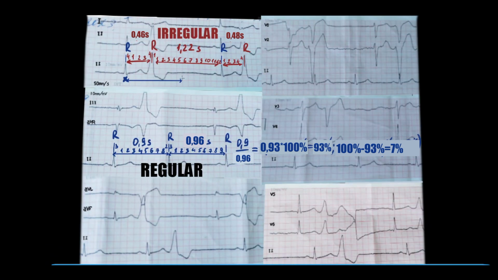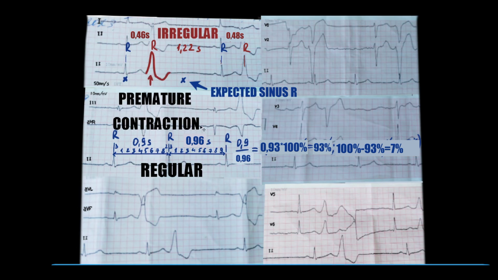By using the RR interval from the regular sinus rhythm, let's predict when the next sinus complex should be. As we see, non-sinus complex appears earlier than predicted R wave. As a result, this is premature contraction or extrasystole.